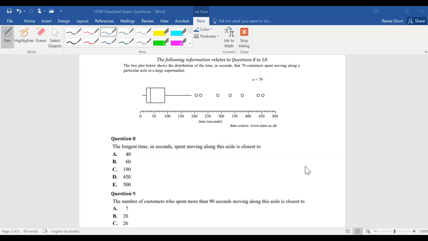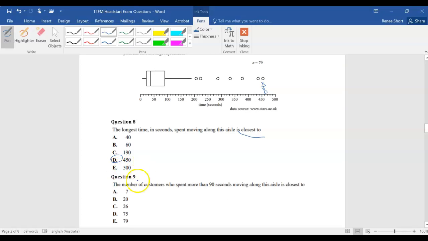The longest time in seconds spent moving along this aisle is closest to. Now, the longest time is the highest value, and even though we know these dots represent outliers, there's still values that existed in the scenario. So we want to look at this one here because that's the highest value, the longest time, and we would say then it is closest to 450. So for 8, the answer will be D.